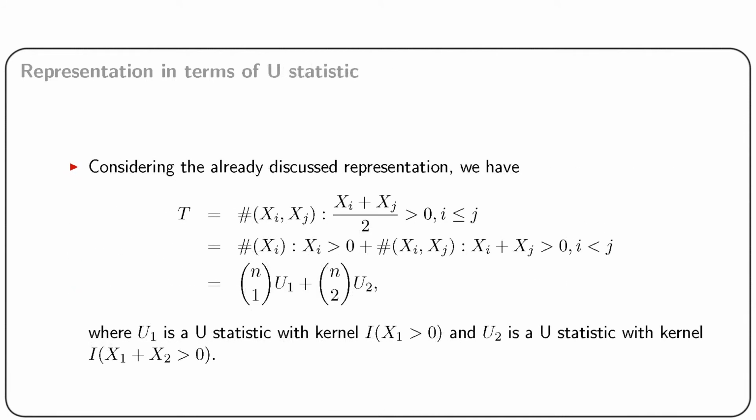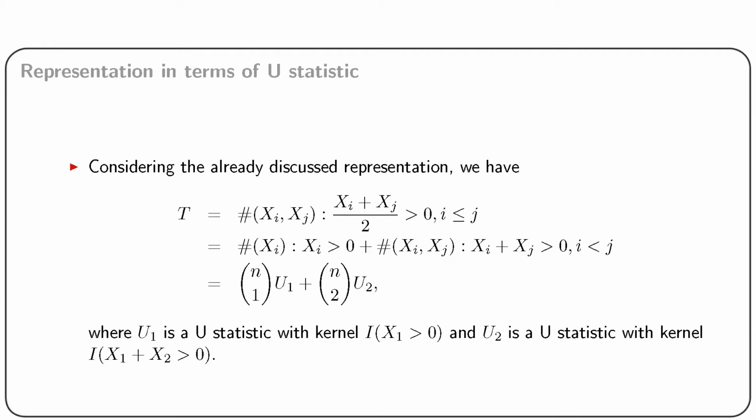Next, we shall consider the representation of T in terms of U statistic. Actually, T is not a U statistic, but it can be expressed as a weighted sum of two U statistics. Consider the already discussed representation in terms of Walsh averages. That is, T is the number of pairs xi, xj such that (xi + xj)/2 is positive, where i ≤ j.